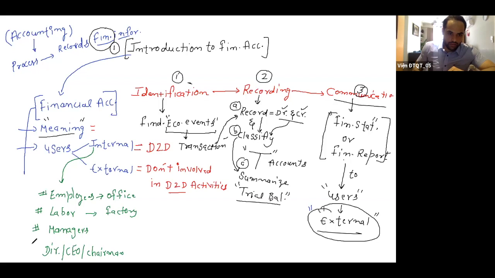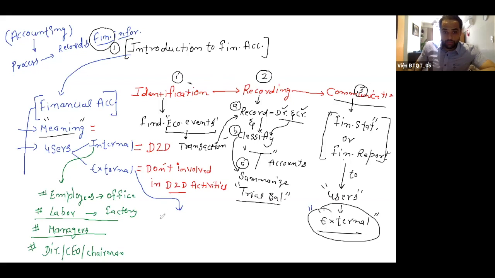So the people who are working in the bottom management, middle management, and the top management, whoever is working, these people are the internal users. Right? Next is external users. So who are the external users?